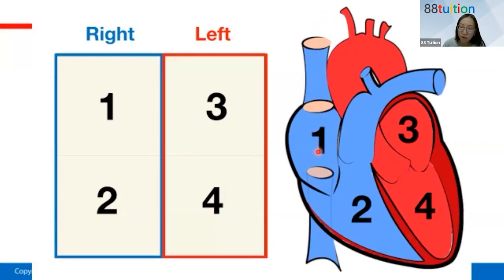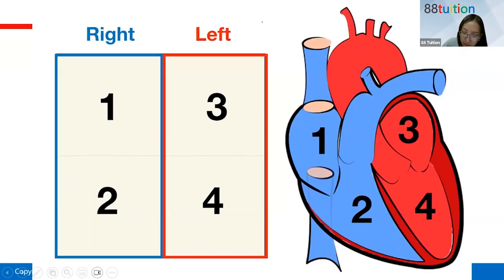So the blood from chamber number 1 will go to chamber number 2, and then after that, it will go to the lungs. And then from the lungs, you go to 3 and then 4. From 4, you will be going to all the parts of the body. Right, so let me write here.